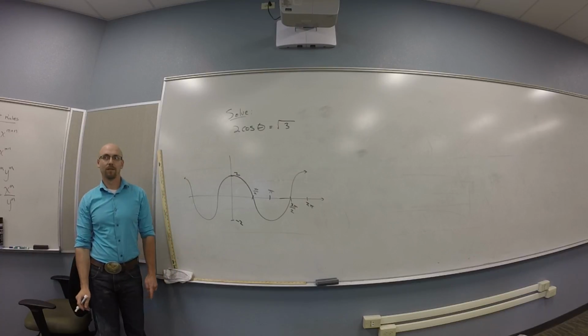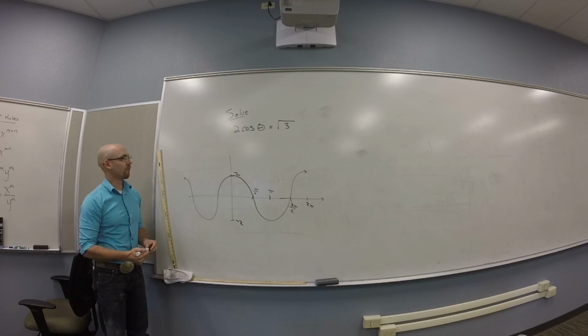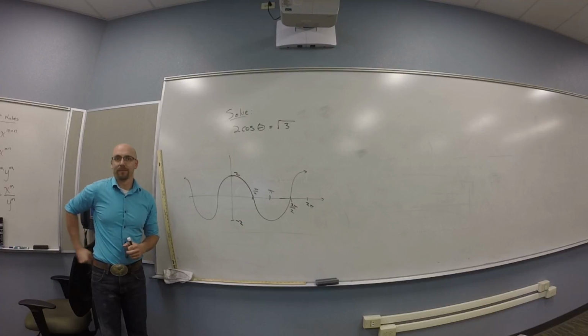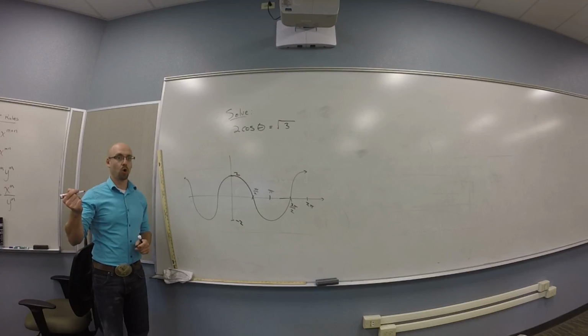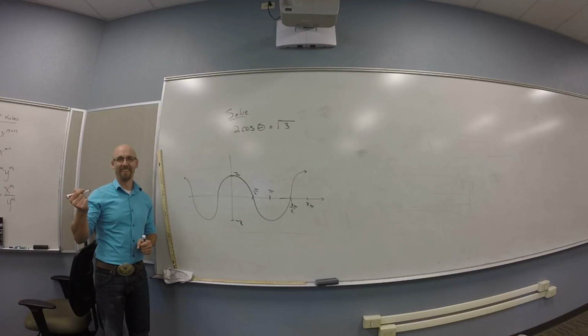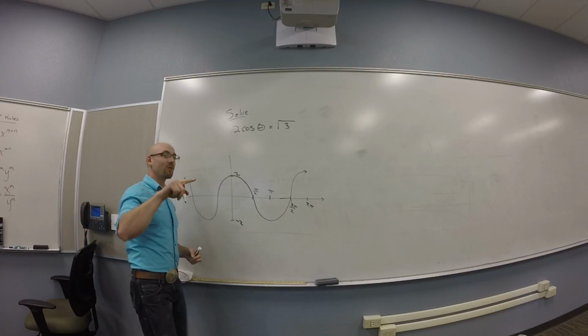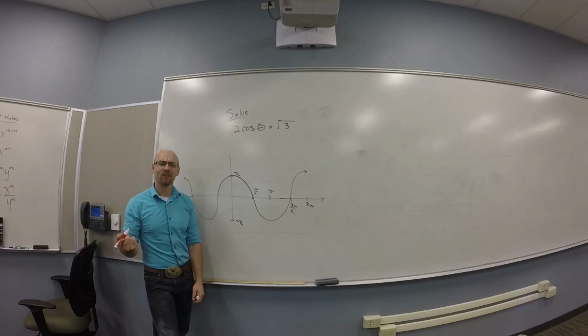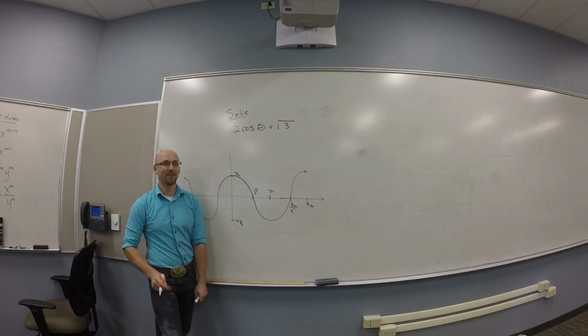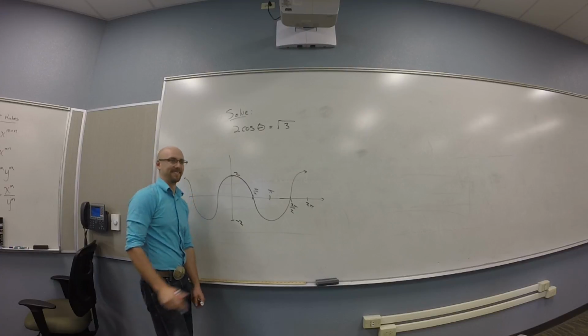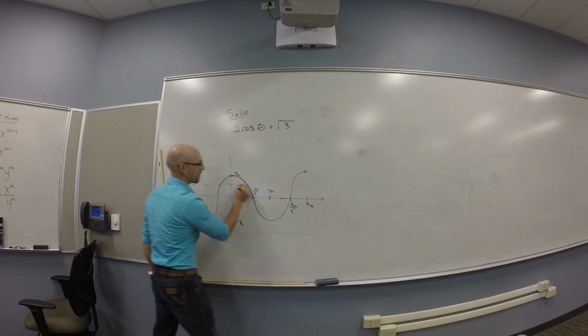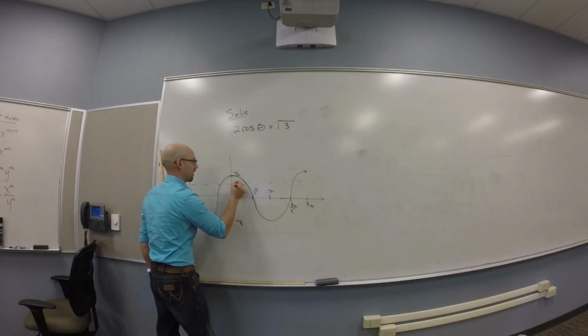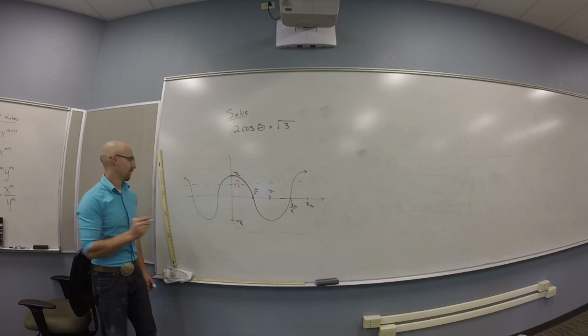You guys all good with this? Okay. Where's square root of 3? Is it somewhere between 1 and 2? Why is square root of 3 smaller than 2? Good, because the square root of 4 is 2, and square root is an increasing function. So square root of 3 is maybe someplace in here, right? You guys see that?